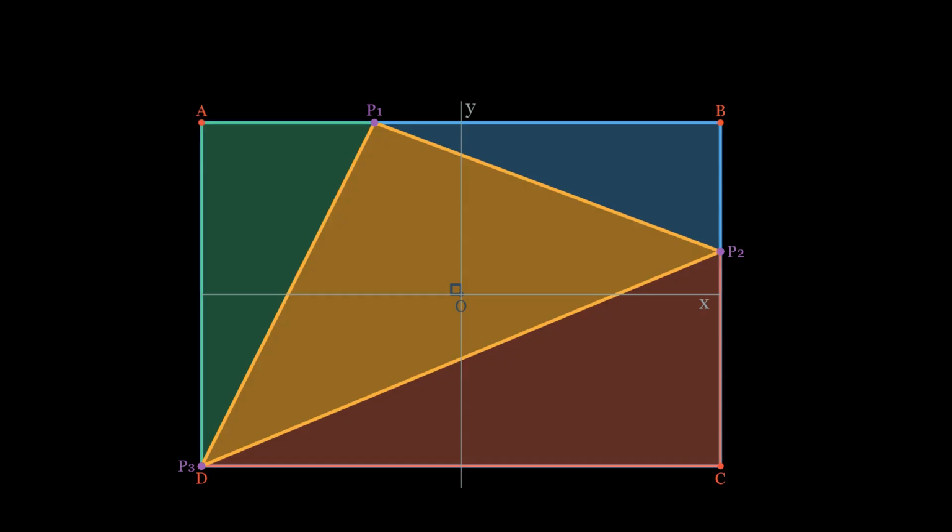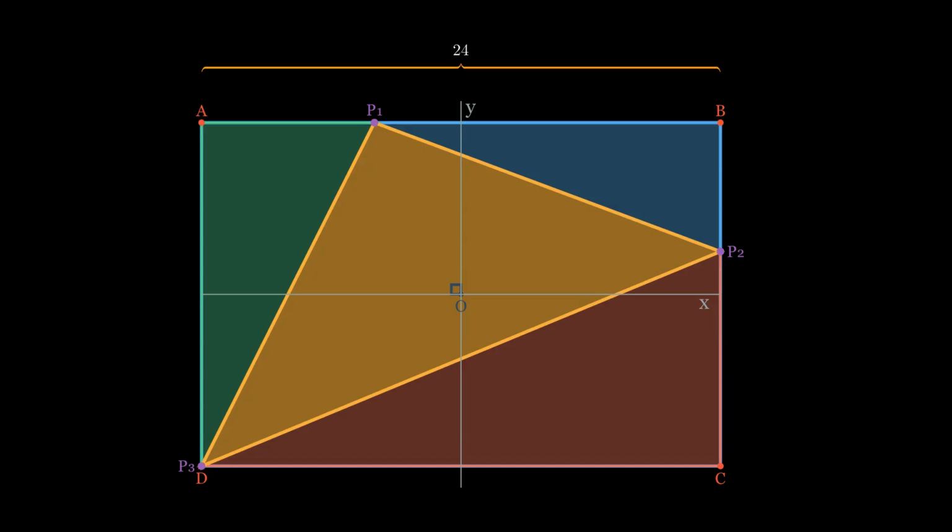Let's look at this green triangle in the upper left. Next is this blue triangle in the upper right. The red triangle spans the lower section of our rectangle. At the center is our orange triangle, which connects all 3 key points. This is the triangle whose perimeter we need to find.